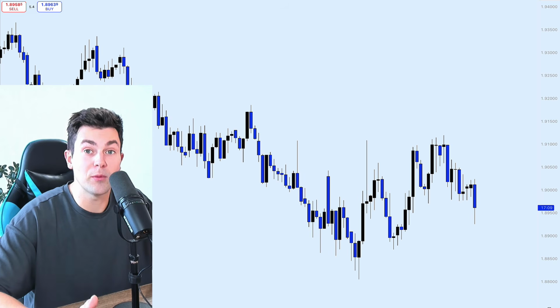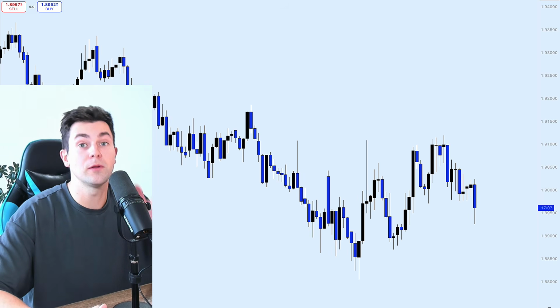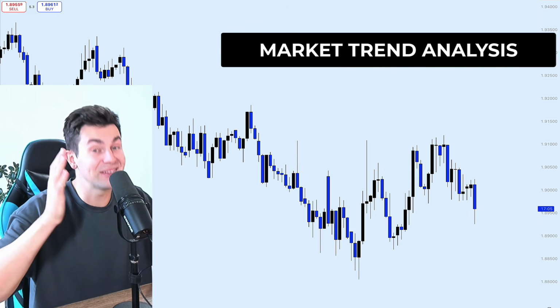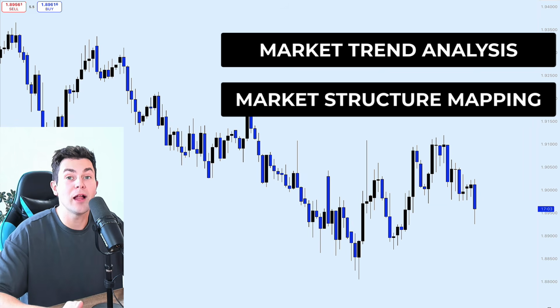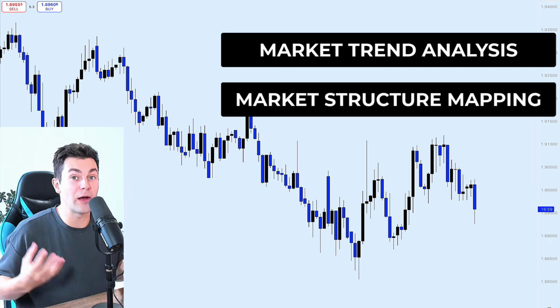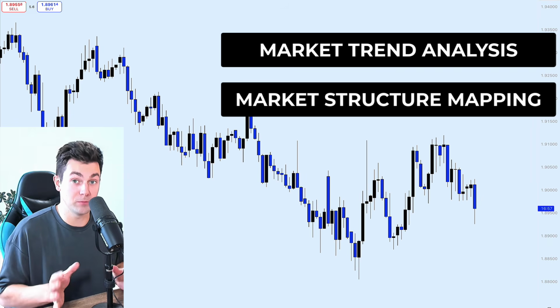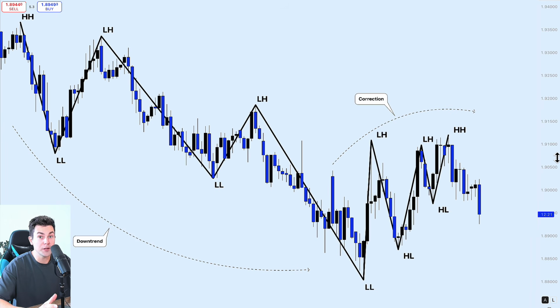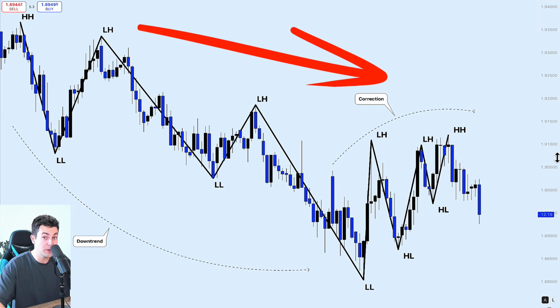The first thing that we will need to do, we will need to execute market trend analysis and structure mapping. That will help us to understand the current sentiment on the market and identify order blocks and mitigation blocks. Here's how my complete market structure mapping and trend analysis looks. We can see that pound Aussie pair is globally bearish. The market is trading in a clear long-term bearish trend.